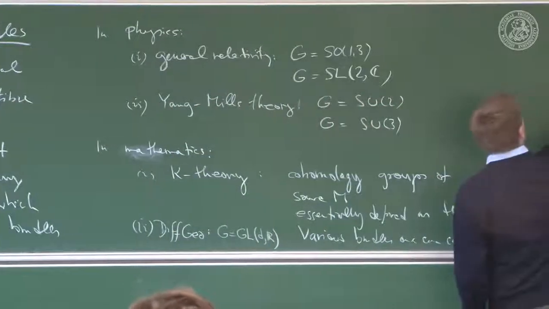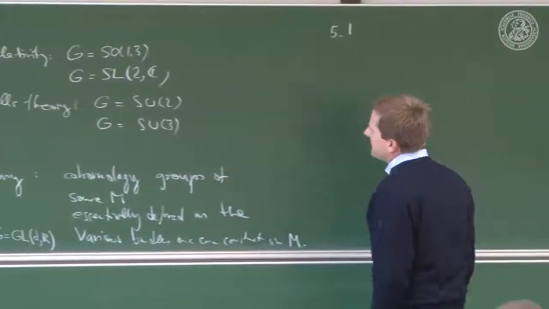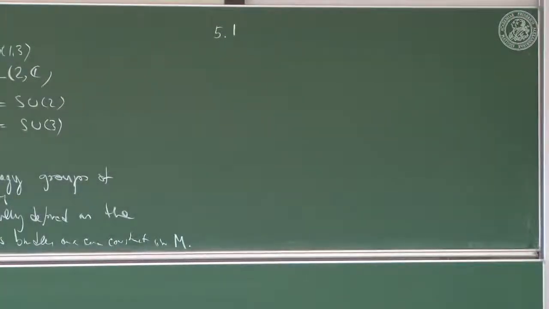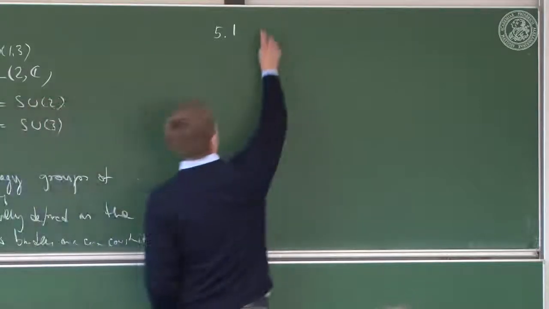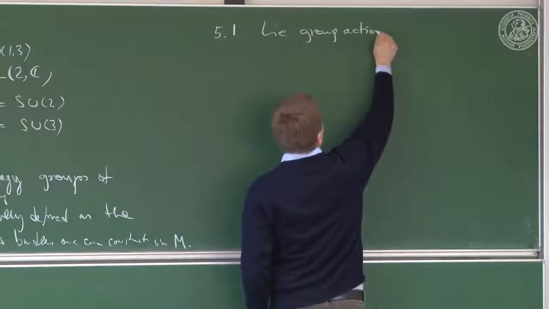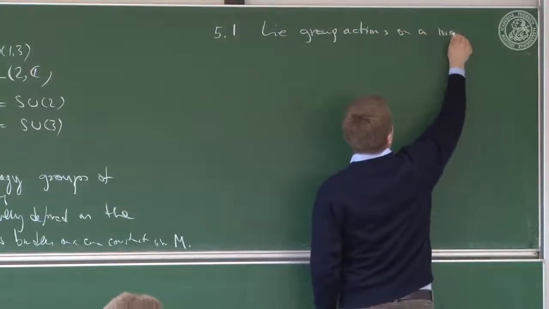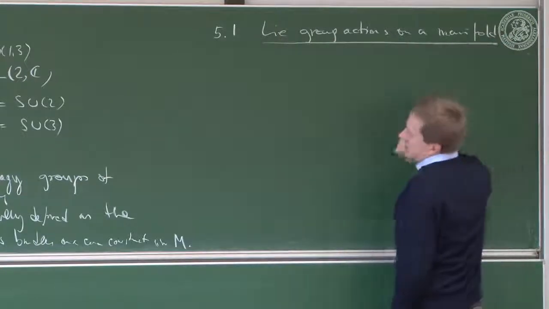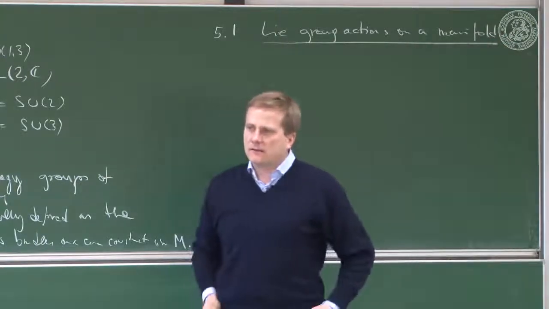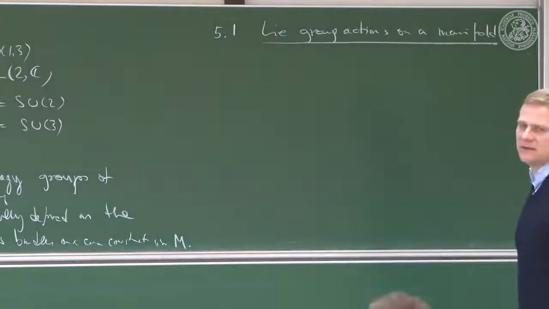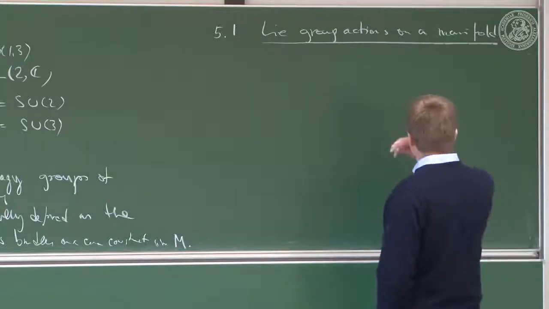And then we come to 5.1. We need to prepare this whole business, and that's Lie group actions on a manifold. So this is a topic we could have discussed under the chapter 4 heading of Lie groups, but in fact it really fits here so well. We have it as a preparation, 5.1.